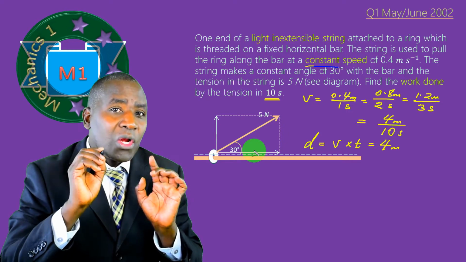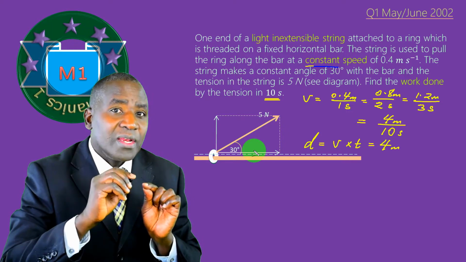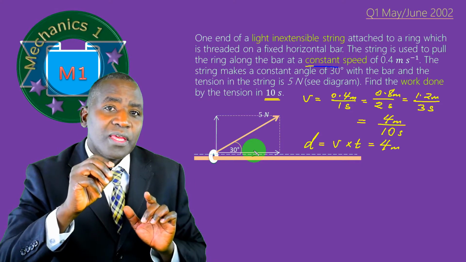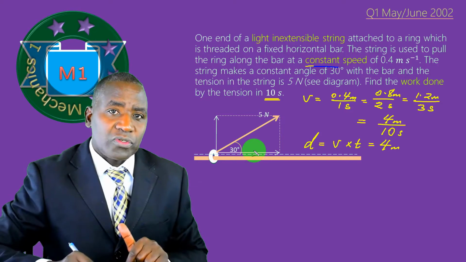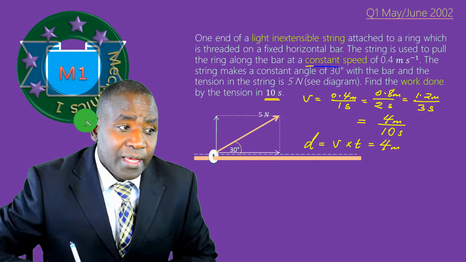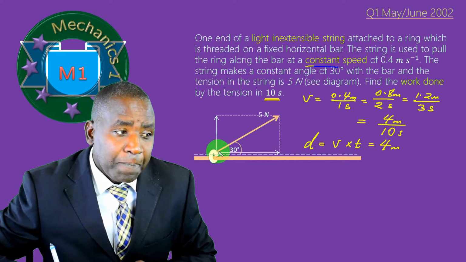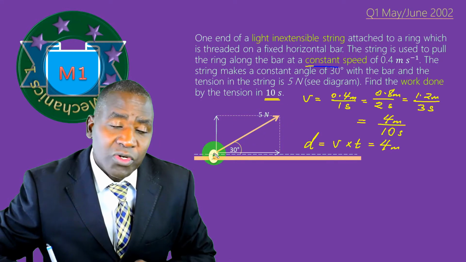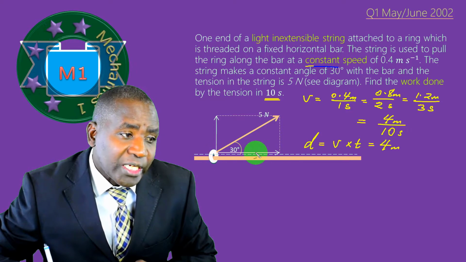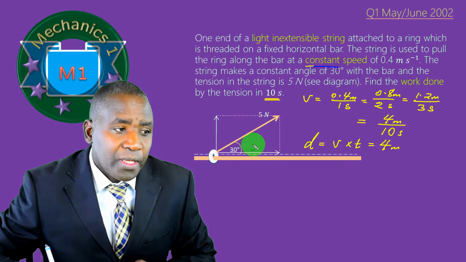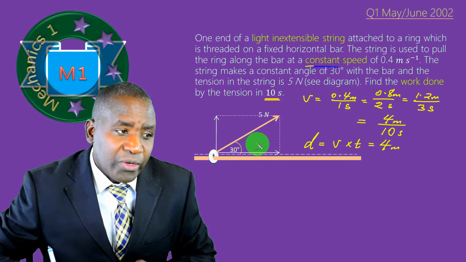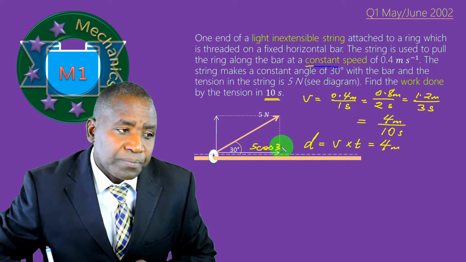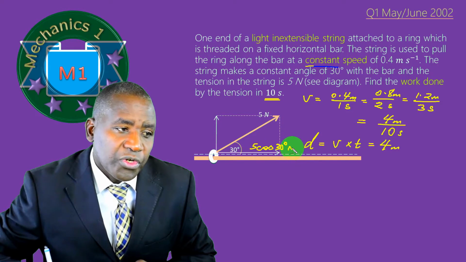If the forces are not in those directions, then you're supposed to find the component of that force in those two directions. For instance, here, this force here is neither horizontal nor is it vertical. So I must find its component horizontally. And its component horizontally will be 5 cos 30 degrees. Of course, newtons.